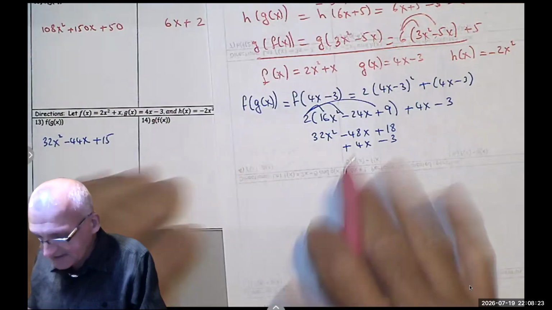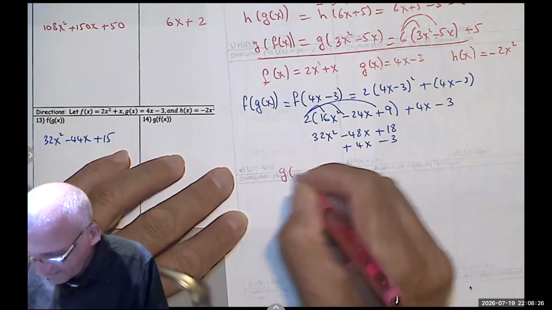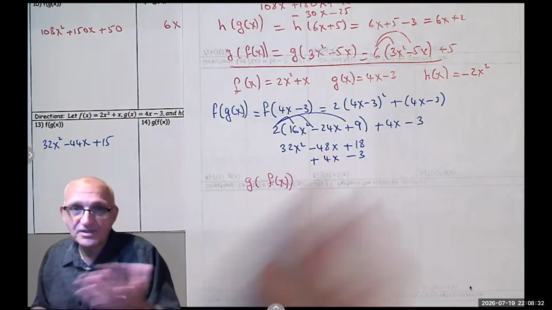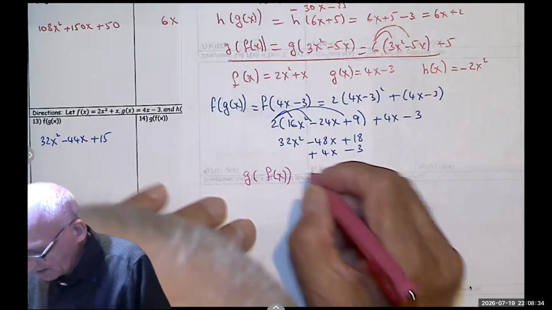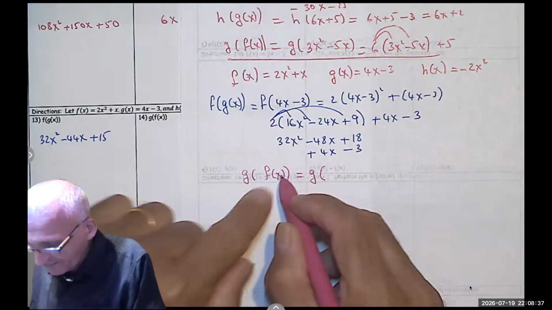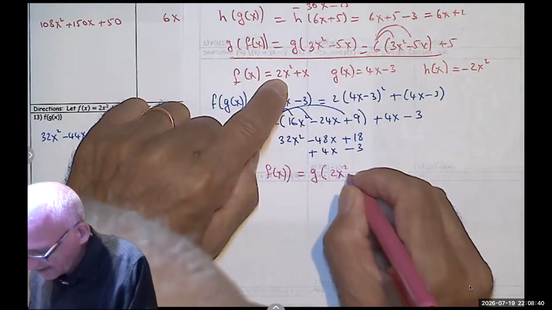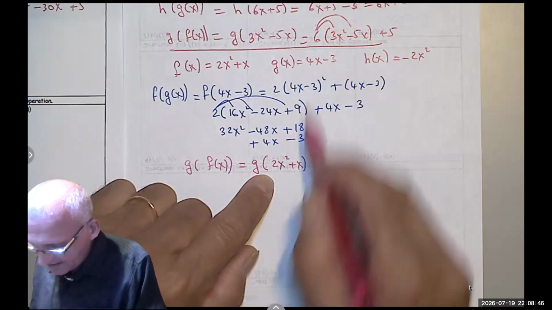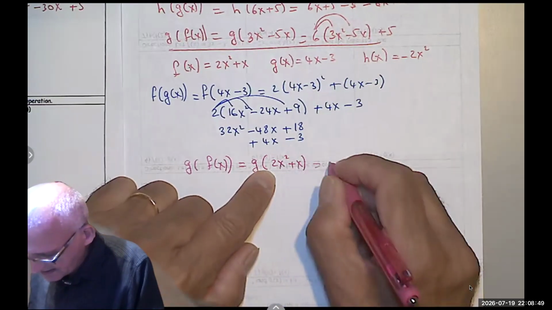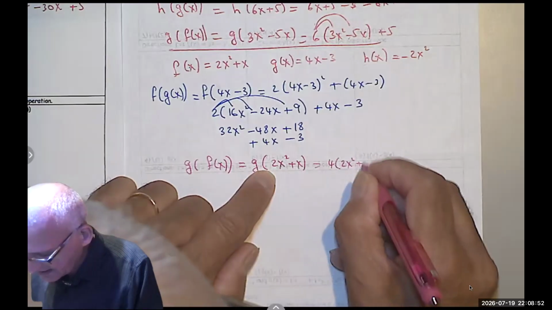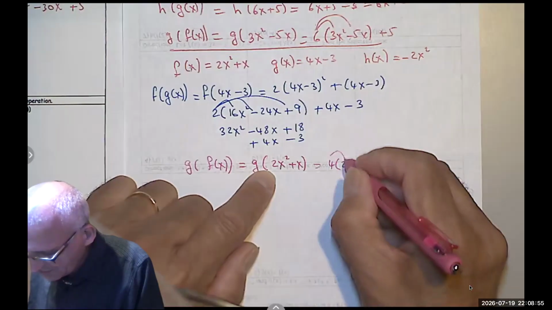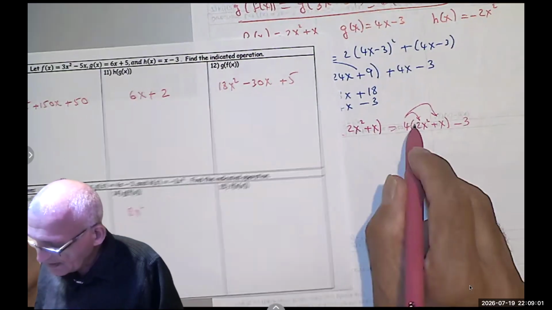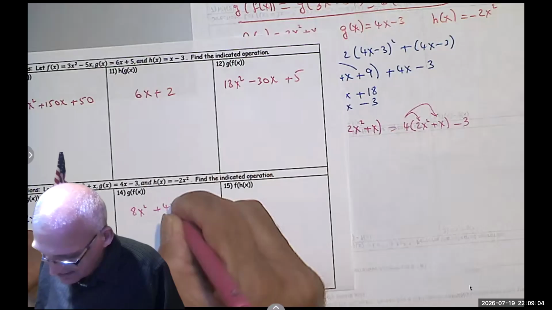Again, repeat it for the next one. G of f of x. Pause, and I'll do it, and you come back and check. So this becomes g of, and instead of f of x, I write 2x squared plus x. And g of x, every time I see an x here, I replace it by that. So I have 4 times 2x squared plus x minus 3. Distribute the 4, so I get 8x squared plus 4x minus 3.